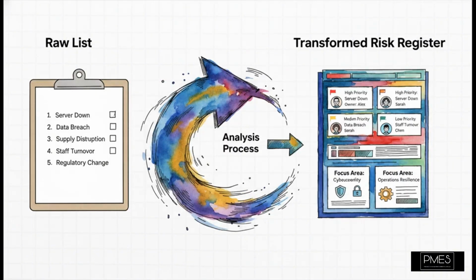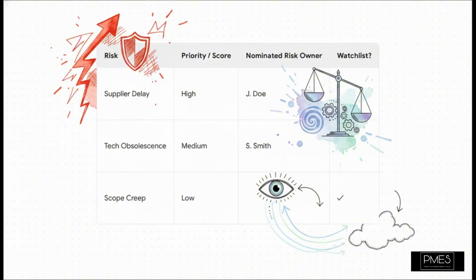And you have to appreciate this transformation. Your risk register is no longer just some raw list of things to worry about. It's now a strategic document. It tells a story of priority, of ownership, and of focus. This right here is the tangible result of the entire qualitative analysis process. So let's take a look at what's been added.